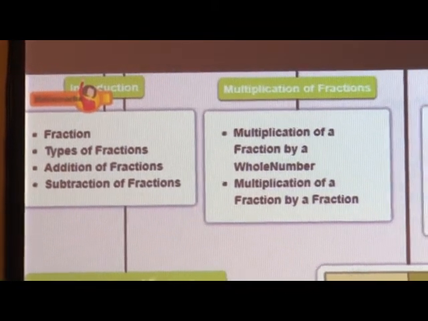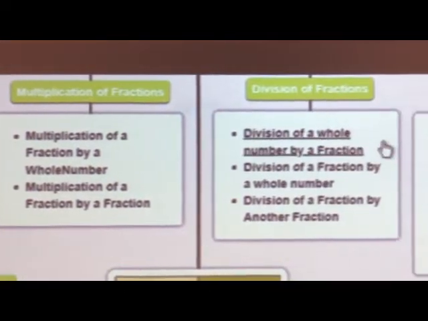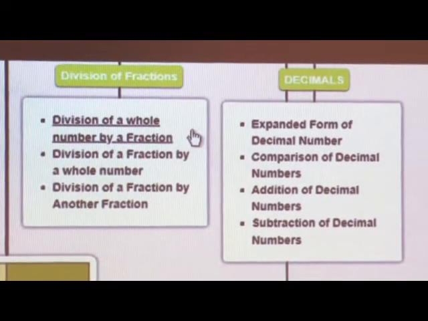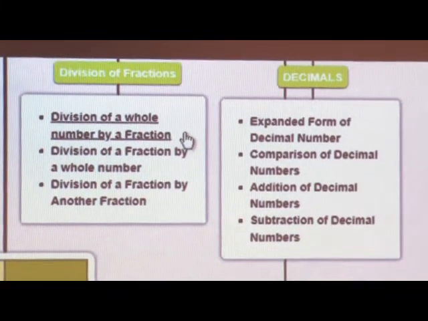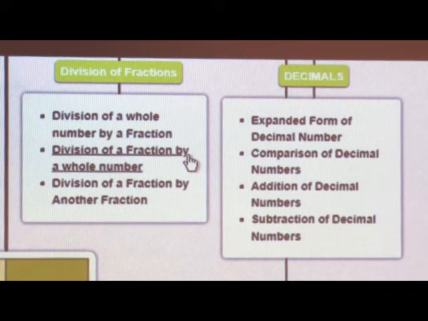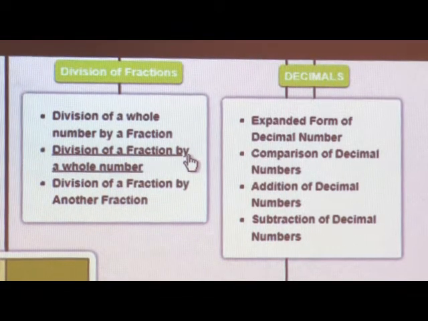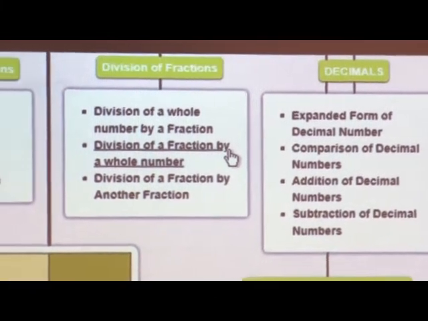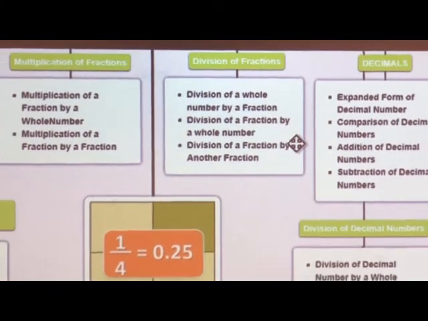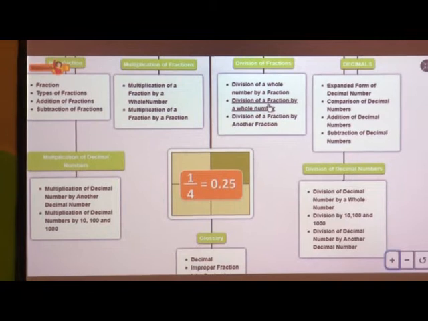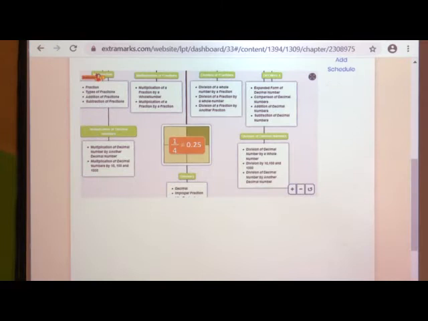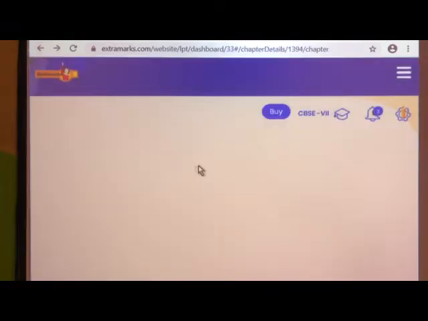The last operation is division. We will divide a whole number by a fraction, then a fraction by a whole number. First we will write the fraction, then we will divide it by the whole number. Next, division of a fraction by another fraction. Suppose we have the fraction 3 by 4, we will divide it by another fraction, 4 by 5. So these are the divisions of fractions we are going to do.